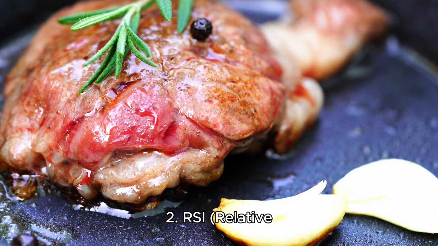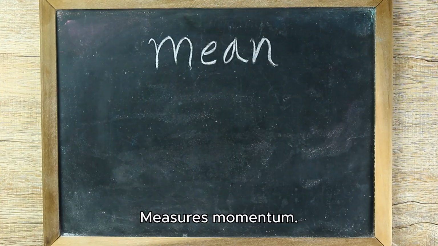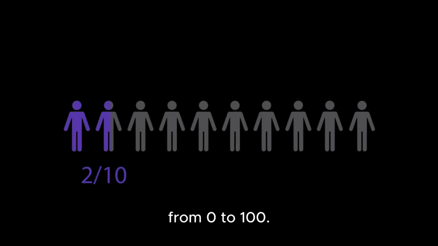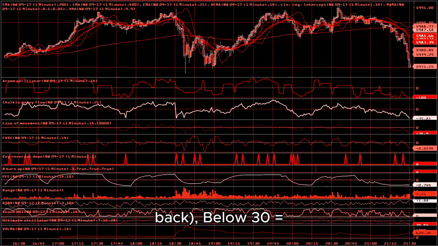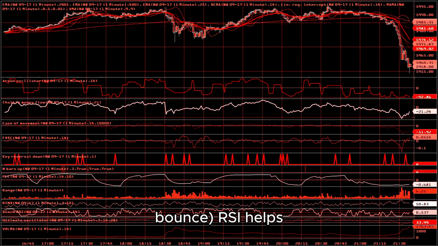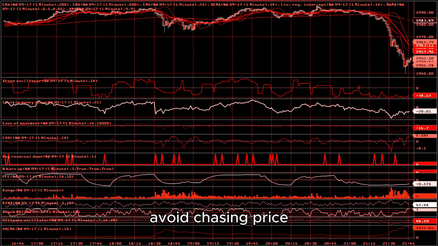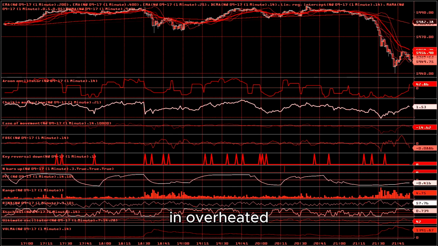2. RSI, Relative Strength Index, measures momentum. Values range from 0 to 100. Above 70 equals overbought, price may pull back. Below 30 equals oversold, price may bounce. RSI helps avoid chasing price in overheated conditions.